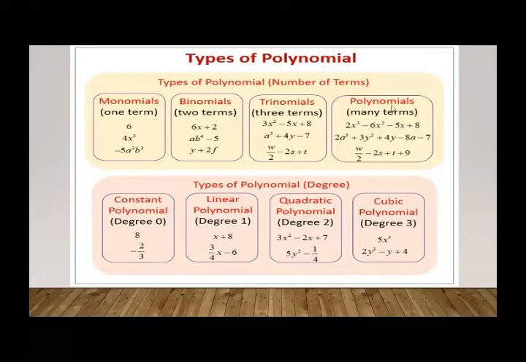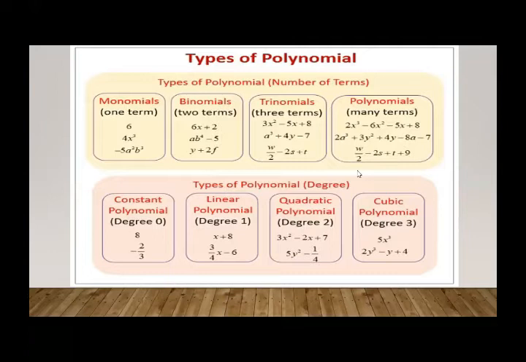The fourth one is polynomial. Many terms. Poly means many. So in this polynomial, we will see the expression having more than two terms. They may be three, they may be four, they may be five.